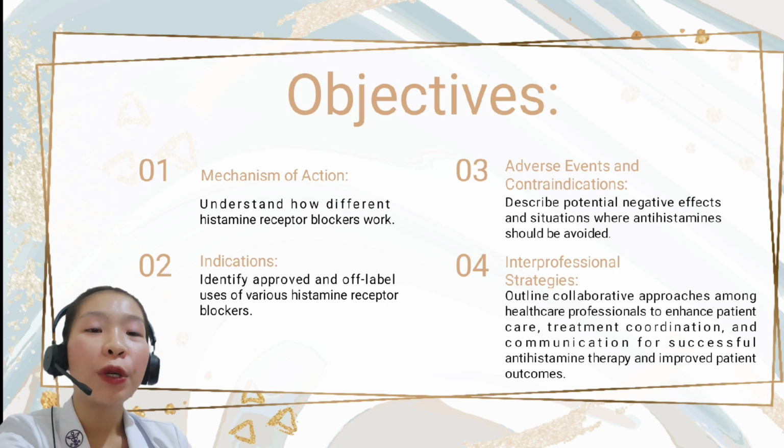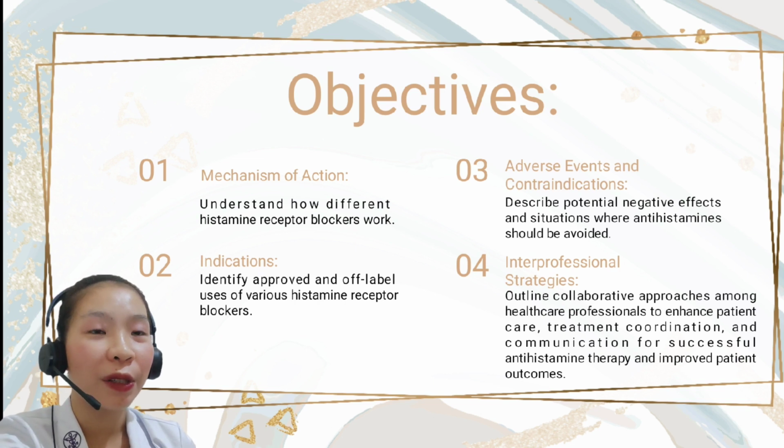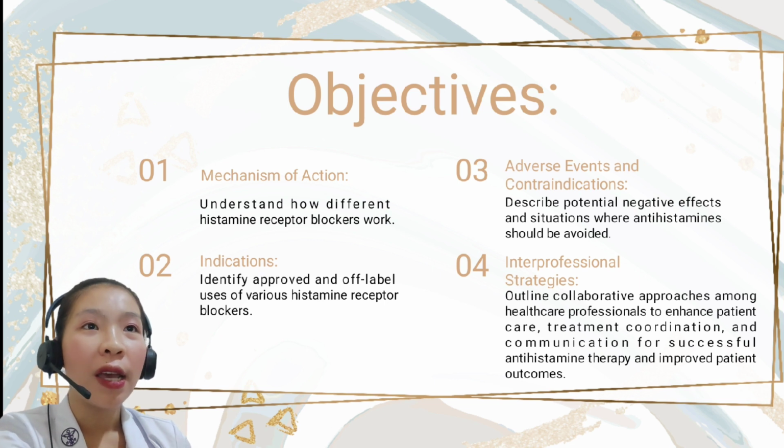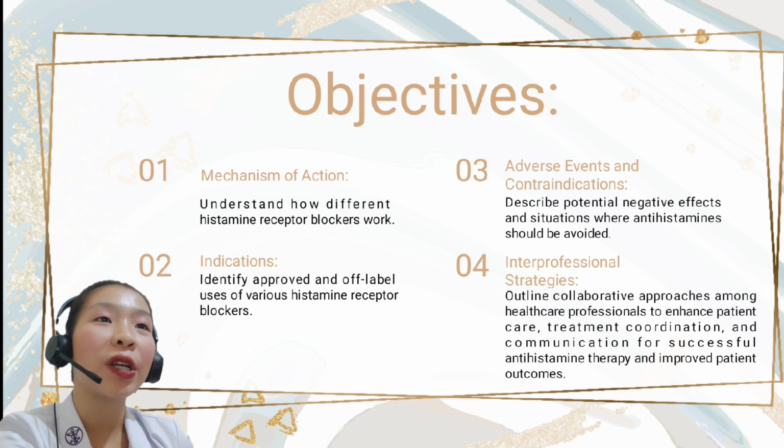So first, our objectives are the mechanism of action, which is to understand how different histamine receptor blockers work. Number two, we have the indications. In here, we will be identifying approved and off-label uses of various histamine receptor blockers. The third one, we have the adverse events and contraindications. In this part, we will be describing potential negative effects and situations where antihistamines should be avoided.